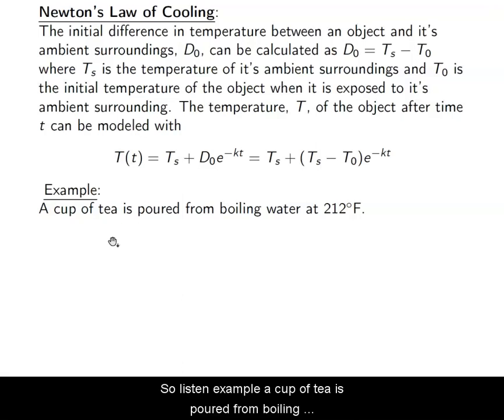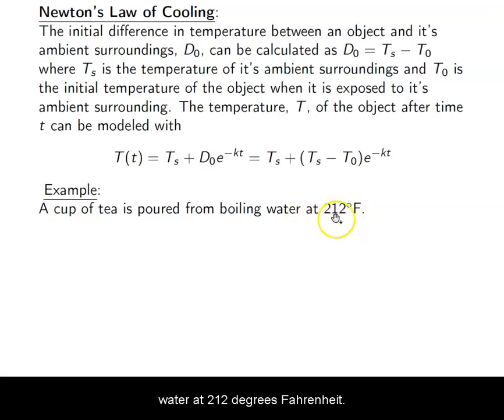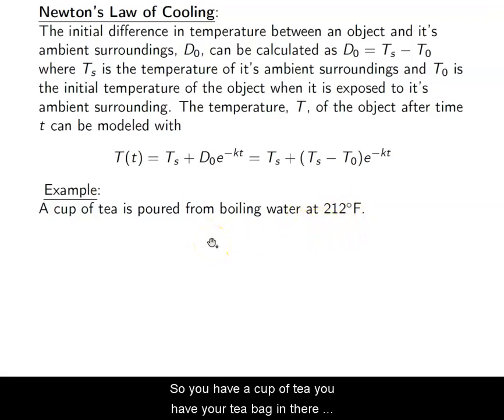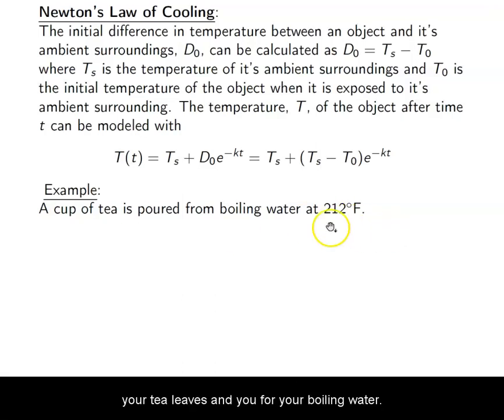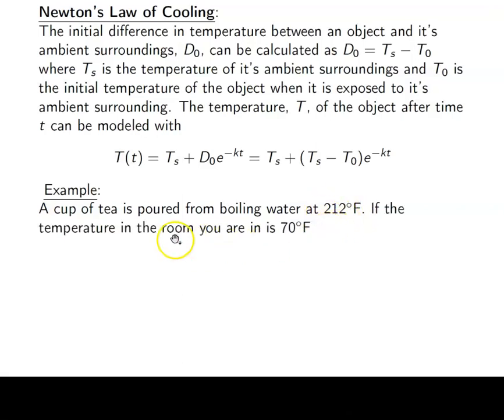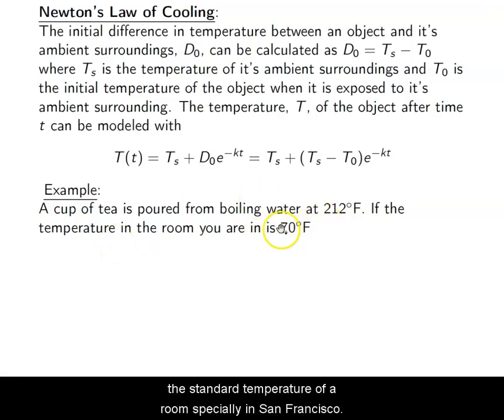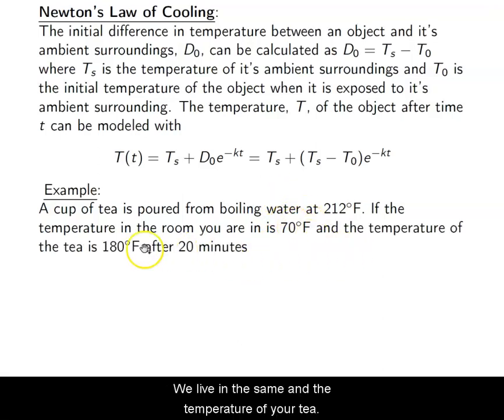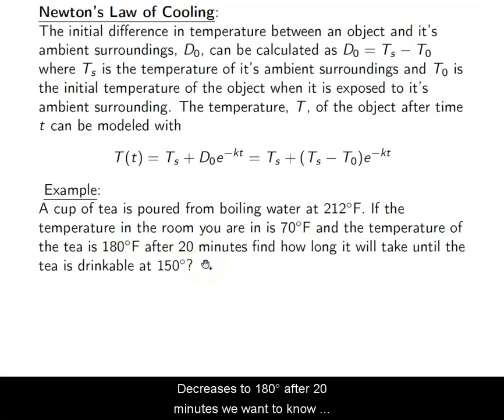So let's do an example. A cup of tea is poured from boiling water at 212 degrees Fahrenheit. That's the boiling point of water. So you have a cup of tea, you have your tea bag in there, your tea leaves, and you pour your boiling water into your cup, right? So its initial temperature is 212 degrees. If the temperature in the room you're in is 70 degrees, pretty much the standard temperature of a room, especially in San Francisco, where we live in this case, and the temperature of your tea decreases to 180 degrees after 20 minutes, we want to know how long it's going to take until the tea is drinkable at 150 degrees Fahrenheit.